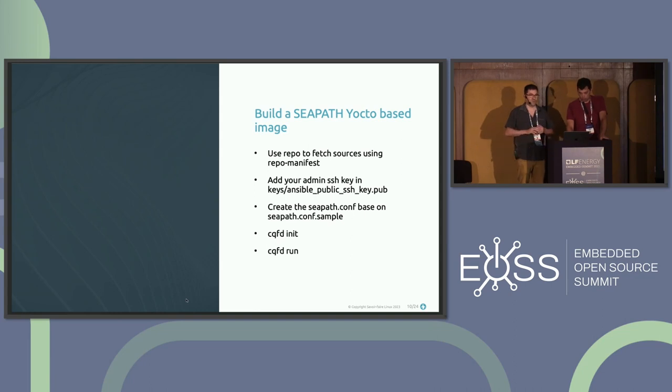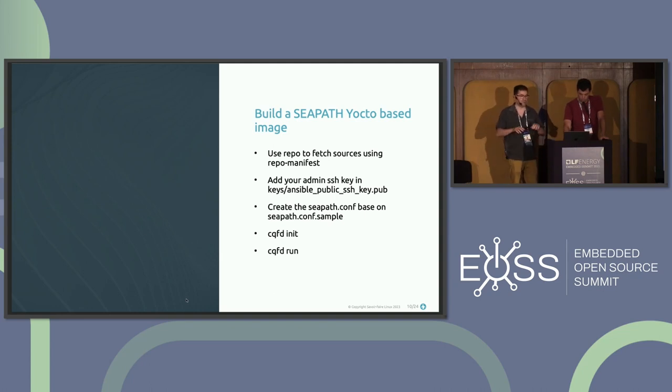In SEAPATH, you have to put your SSH key during the image creation step. The SSH key will be used for the setup step by Ansible. So you have to put it in the keys directory. You can also, if you want, customize some little aspects using the seapath.conf file. Based on the seapath.conf sample, you can change, for instance, the keymap and other small things. After you do that, you can build your Yocto distribution using bitbake, or you can use a custom tool named CQFD, which can help to do that.